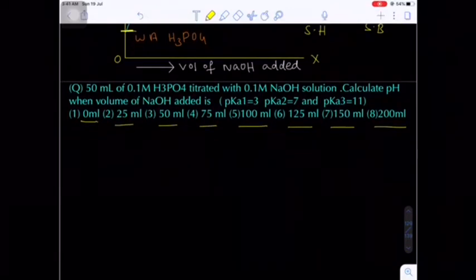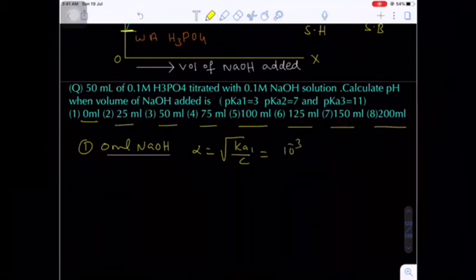Are you getting my point? Now the pKa1, pKa2, pKa3 are given as 3, 7 and 11. Now here, first of all, we are adding initially 0 ml NaOH. That means we are not adding any NaOH. Only phosphoric acid is present in the beaker.